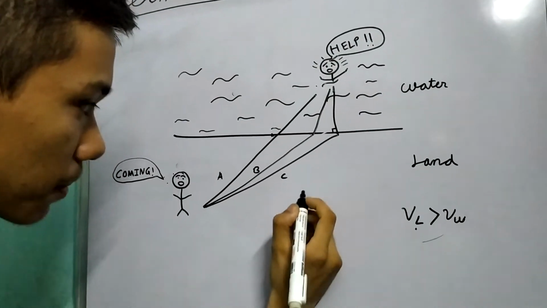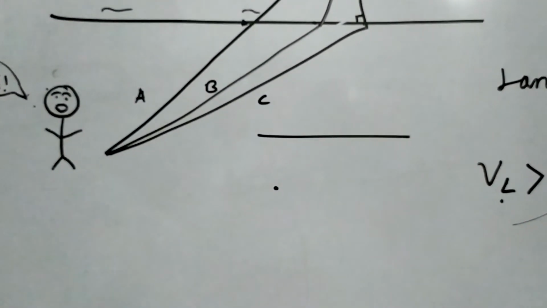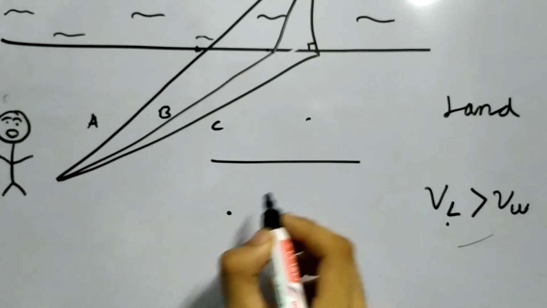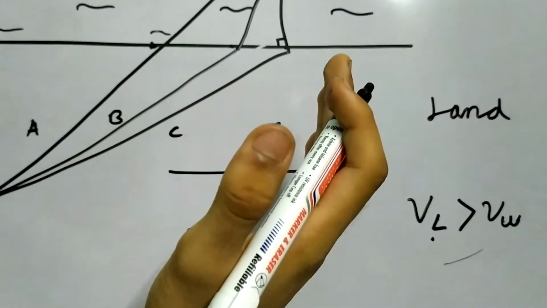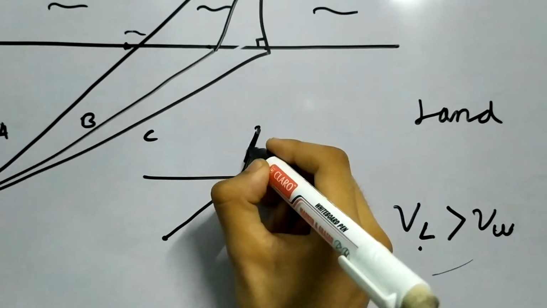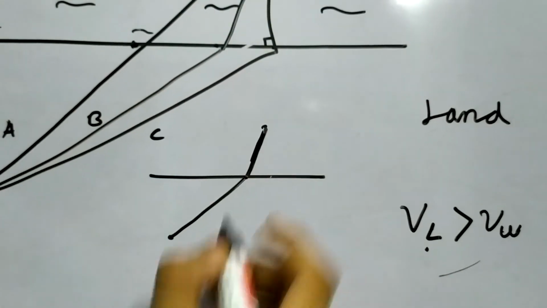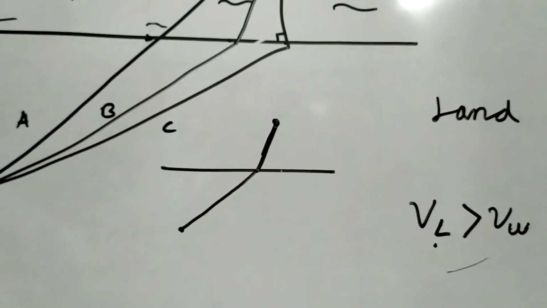So again, let me just simplify this drawing. You are here and this is the land-water interface, and you want to save this guy. You do something like this. You bend a little bit inward, and then you go save that guy. This is the most efficient path because it's the path of least time.